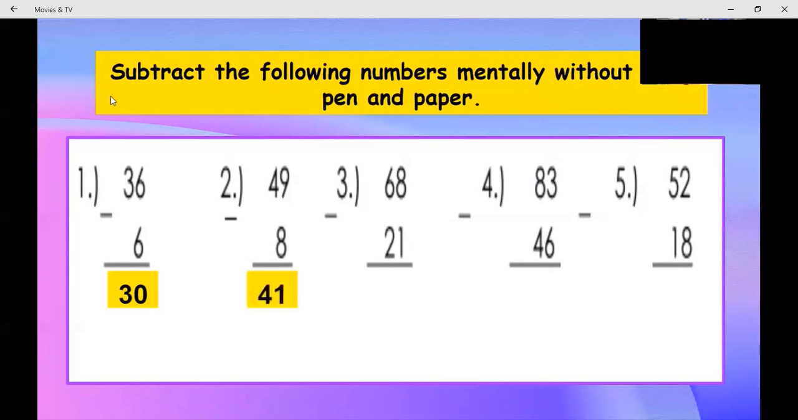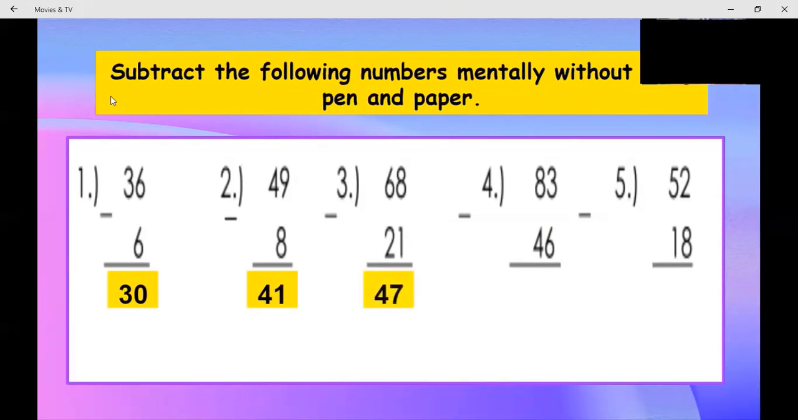So for number 3, we have 68 minus 21. So again, this is an example without regrouping. So 8 minus 1, then you have 7. 6 minus 2, you have 4. So the answer is 47.